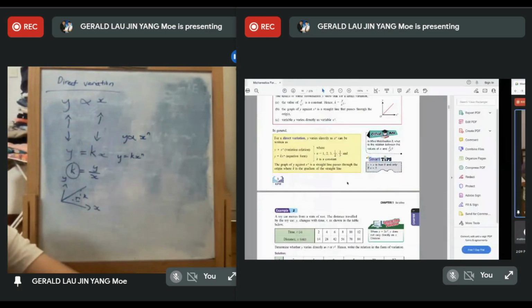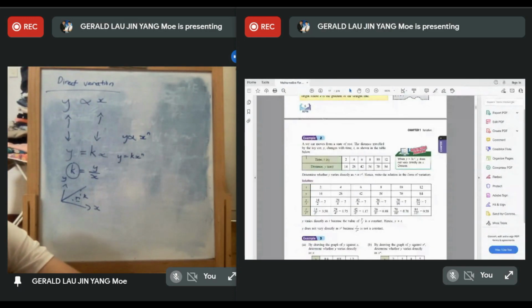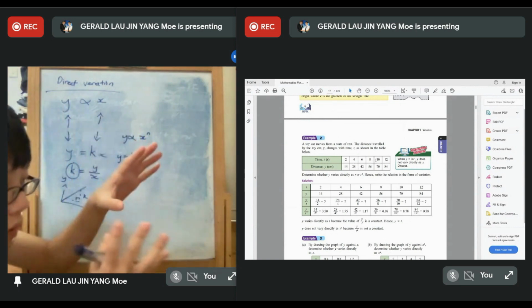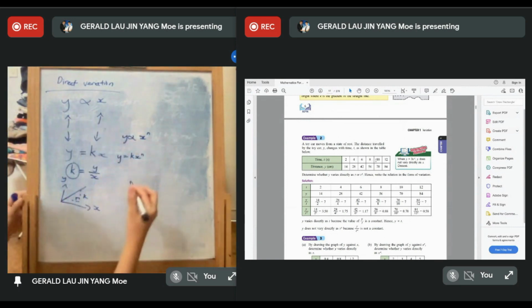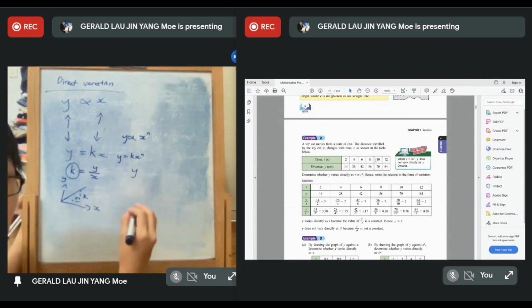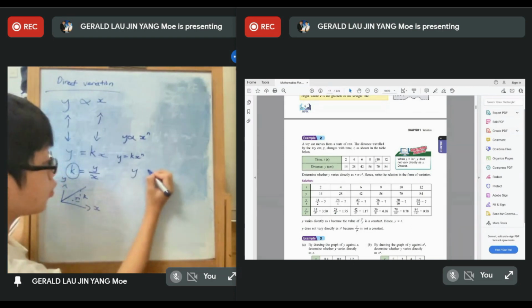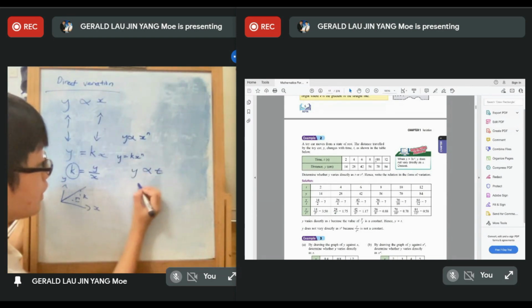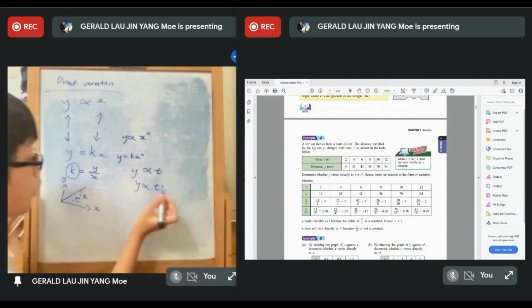Okay, so now let's look at some examples. A toy car moves from a state of rest. The distance traveled by the toy car, y, changes with time t. So that means this is already comparing two variables, y and t. Determine whether y varies directly as t or t squared. So whether it's directly as t or directly as t squared.